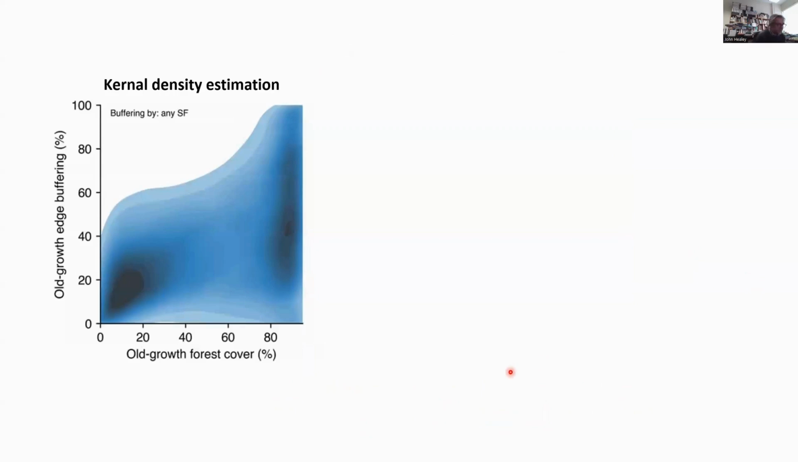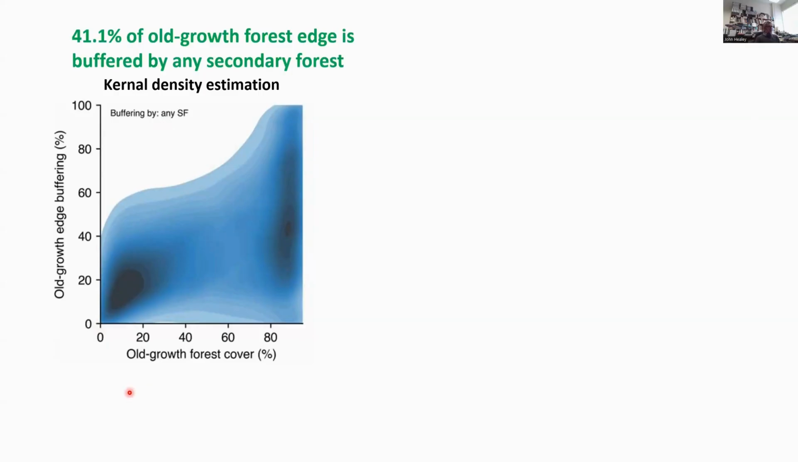Looking at this, bringing another variable in, using this kernel density estimation, we can classify each pixel according to what its old growth forest cover is. So these are the pixels here which have a high cover of old growth forest. Down at this end, those with a very low cover of old growth forest, a largely deforested area. And this is looking at it from the other way around, from the perspective of the old growth forest, how much of its edge is buffered by any secondary forest. And what we see here, it's just by coincidence, it's a similar number, but 41% of old growth forest edge as a whole is buffered by any secondary forest of any age.